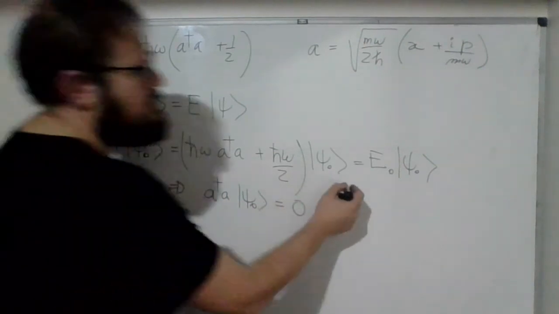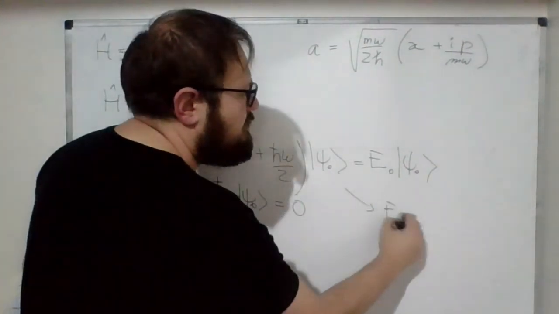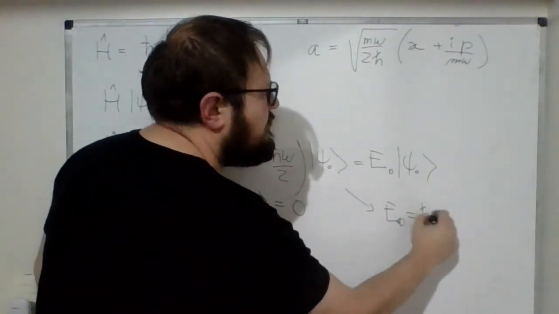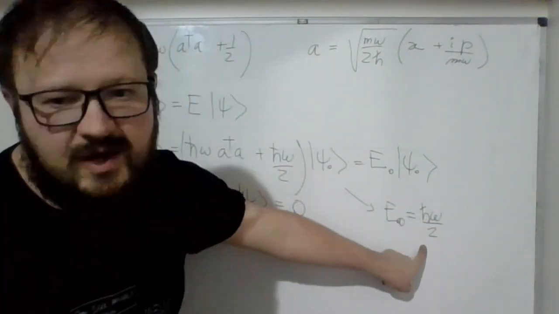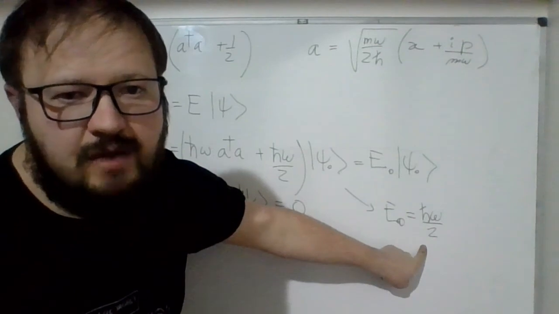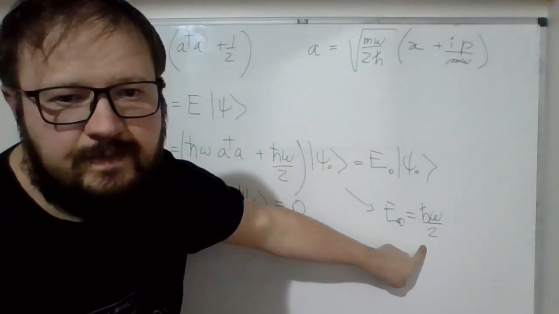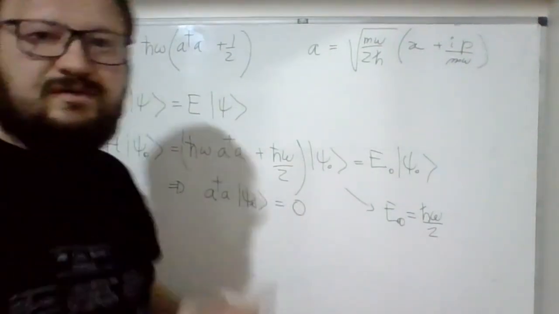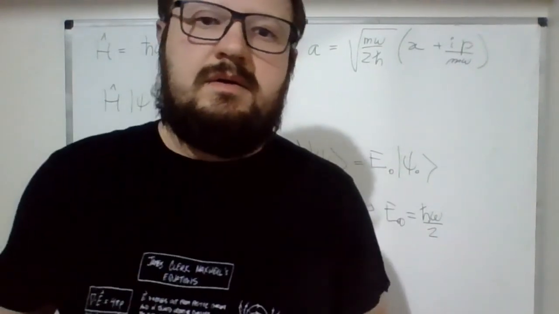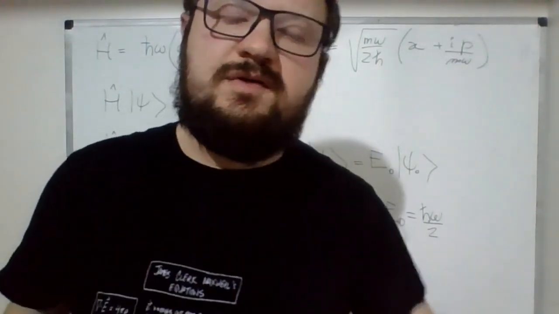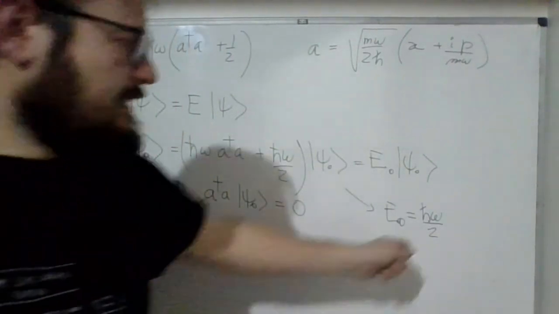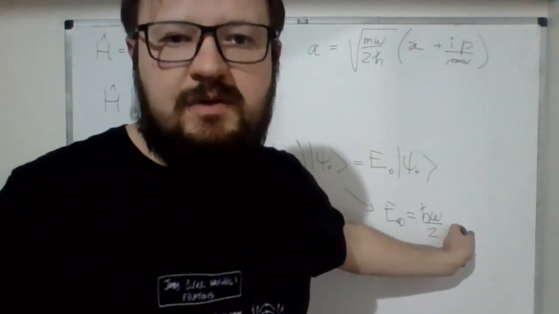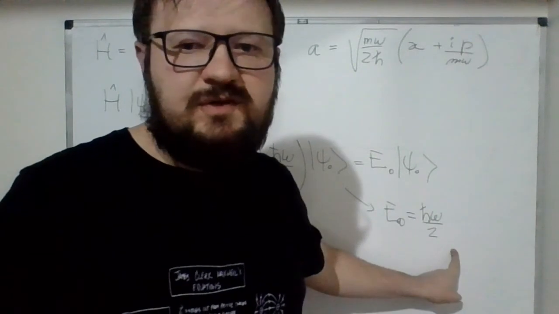Because this way we have the ground state with this energy here, h bar omega divided by 2. Right? This is the ground state of our system. Notice that for a quantum harmonic oscillator, a quantized harmonic oscillator, there is a lowest possible energy which corresponds to this value.